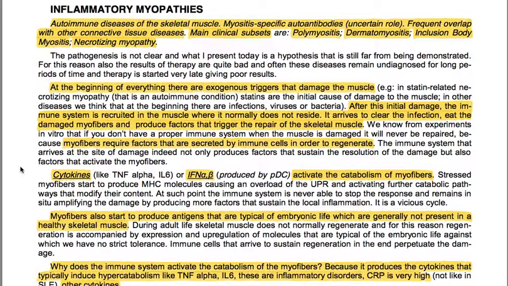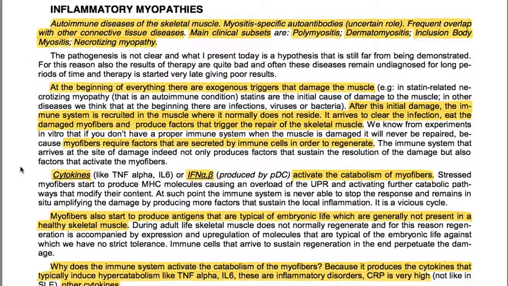During adult life, skeletal muscle does not normally regenerate, and for this reason, regeneration is accompanied by expression and upregulation of molecules that are typical of the embryonic life, against which we have no strict tolerance. So the cells that arrive to sustain regeneration in the end perpetuate the damage.